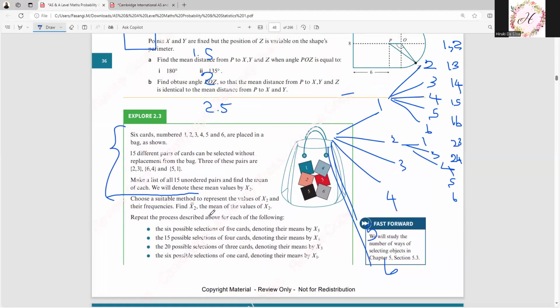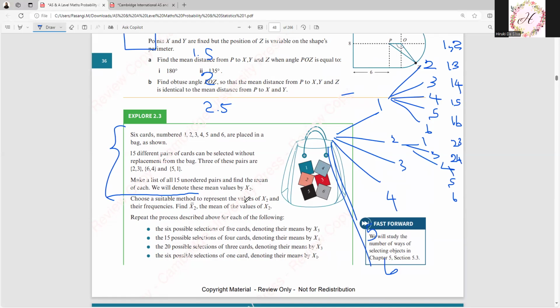Is it clear for you what they ask? Yes. First, among those ones, choose a suitable method to represent the values of x2, like a table, right? Yes, we were talking about the mean and mode and these ones here. Among all these x2 values, what would be the mean? You can calculate mean and mode as well here. Okay, do that one as well. So I'll construct a table to represent.